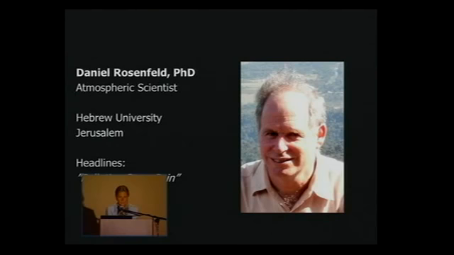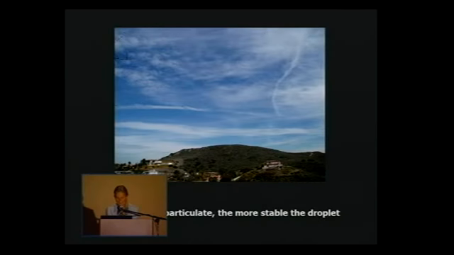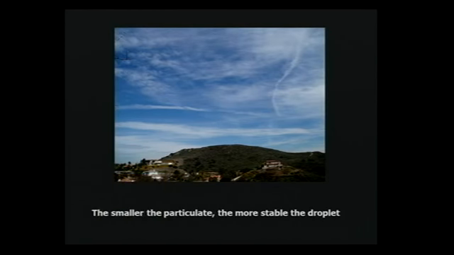If this is correct, then it suggests that the smaller the particulate, the more stable the droplet. So this is how you would get clouds to hang in the sky as haze, or so-called clouds. And so it would seem that you could create cloud-like masses simply by releasing small enough particulates into the atmosphere. And those clouds would not fall. They would spread outward instead to form haze.